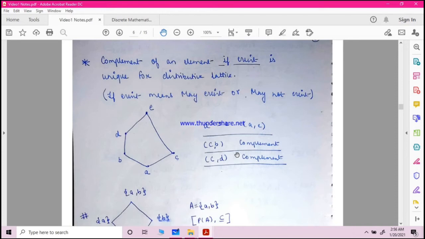The complement of an element, if it exists, is unique for a distributive lattice. If it exists means it may exist or may not exist. So in this case, if the complement exists, the complement is unique, meaning only one complement exists. This is the example from which you can simply see all the properties of Boolean algebra combining all the properties of lattice.